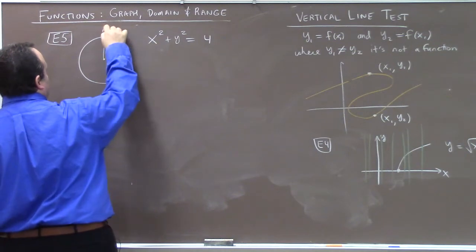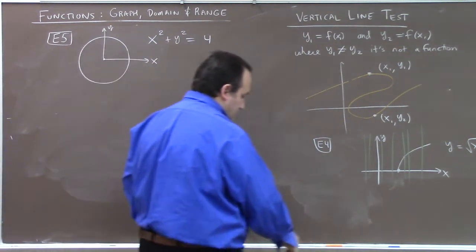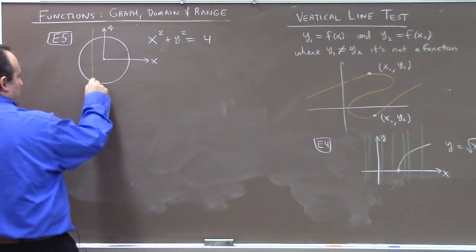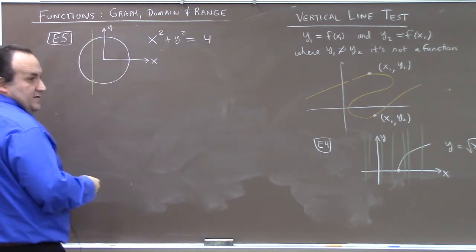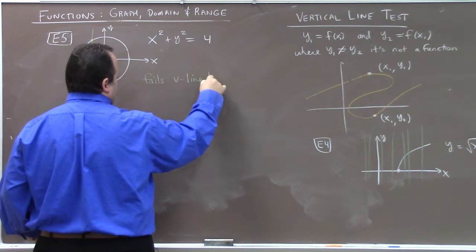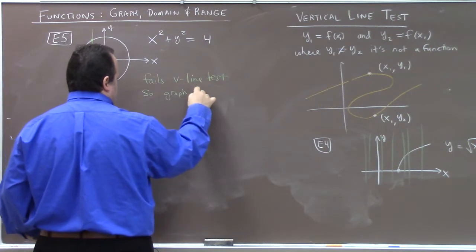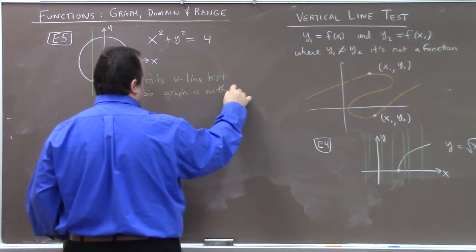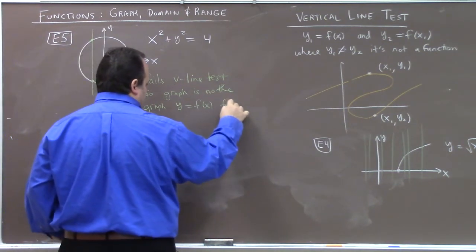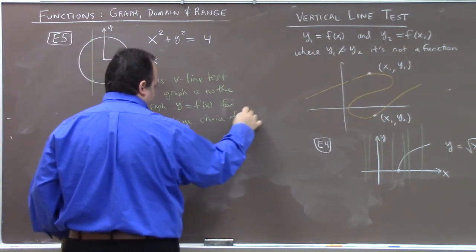And this fails the vertical line test, right? Because if you look at a vertical line, like this one, you cross here and here. So it fails the vertical line test. So this graph is not the graph y equals f of x for a single choice of f.